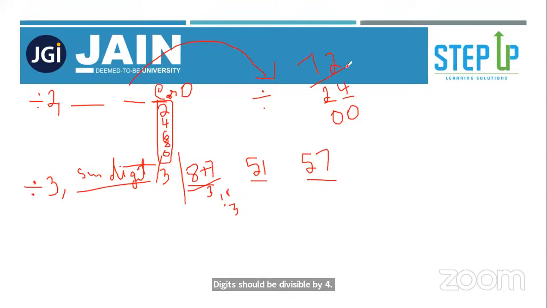Did you get that? The last two numbers should be divisible by 4, or the last two numbers must be zeros. Then the entire number, the whole number given, will be divisible by 4. Are you clear with that?